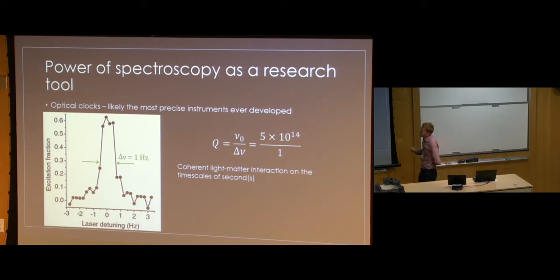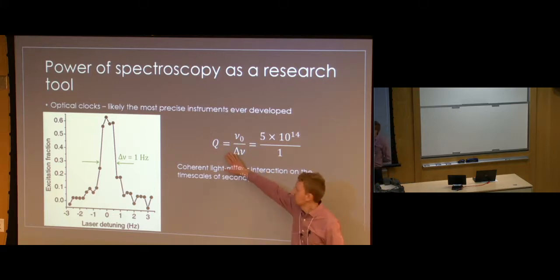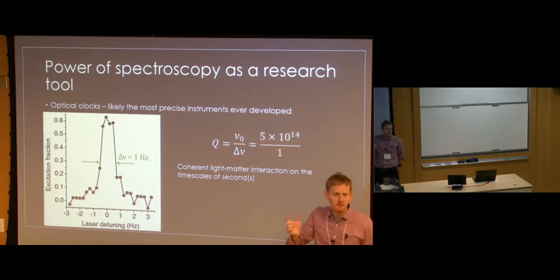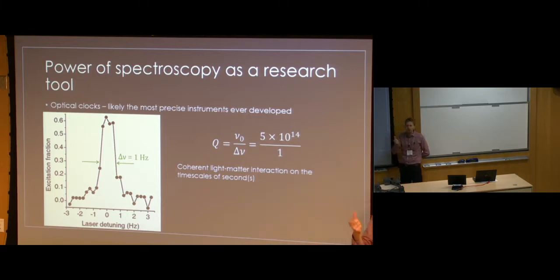And if you've taken an E&M class, you might remember talking about the quality factor of a resonance, which is the resonant frequency divided by its characteristic width or dephasing time. And in this case, our quality factor was approaching 10 to the 15, which means that this resonator underwent 10 to the 15 oscillations before it got out of step. That's a pretty big number.